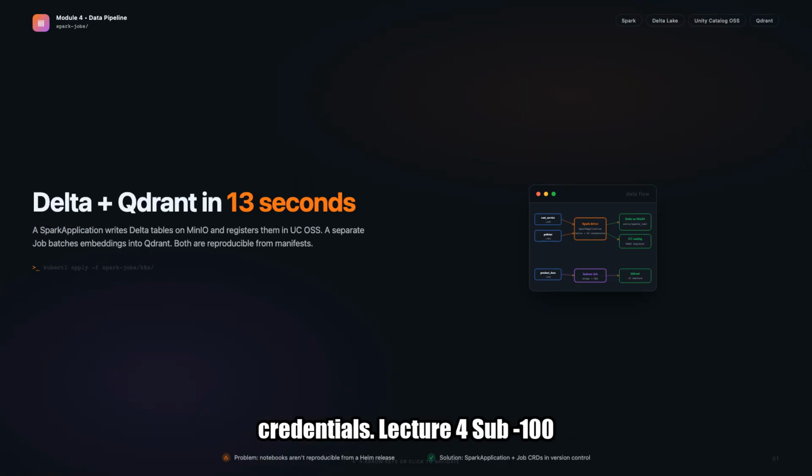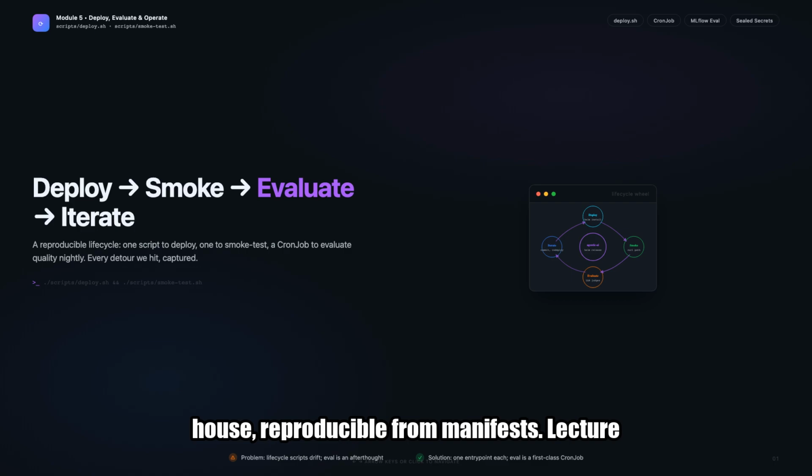Lecture 4. Sub 100 millisecond search. Delta tables on MinIO registered in Unity Catalog open source, plus Qdrant vector search, the entire lakehouse, reproducible from manifests.